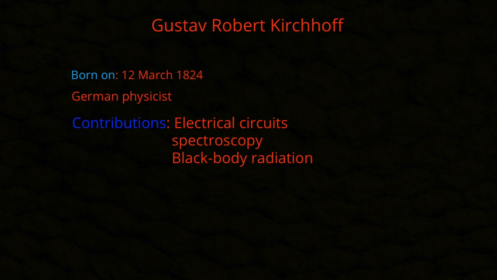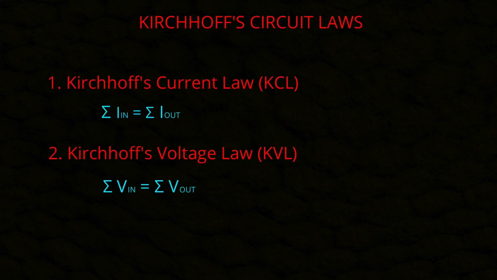Gustav Robert Kirchhoff was a German physicist born on 12th March 1824 in Prussia. He is still known for his contribution towards understanding of electrical circuits, spectroscopy, and the emission of blackbody radiation. He wrote the circuit laws in 1845, which consist of two laws, Kirchhoff's current law and Kirchhoff's voltage law. Both laws allow us to understand the concept of closed electrical circuits and the flow of current and voltage.